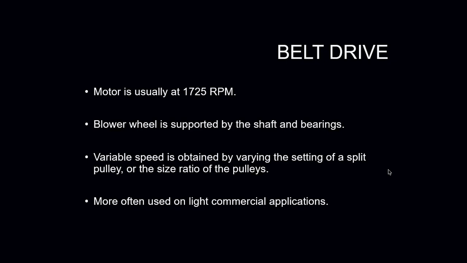Your belt-driven stuff is usually somewhere around 1725 RPMs. Again, with some belt-driven stuff, we do have the ability to increase the RPMs by adjusting the belt tension and the pulleys that are associated with it. With these types of blower assemblies, the blower wheel is supported by a shaft and bearings. So there's a little bit more maintenance that is involved between these two.